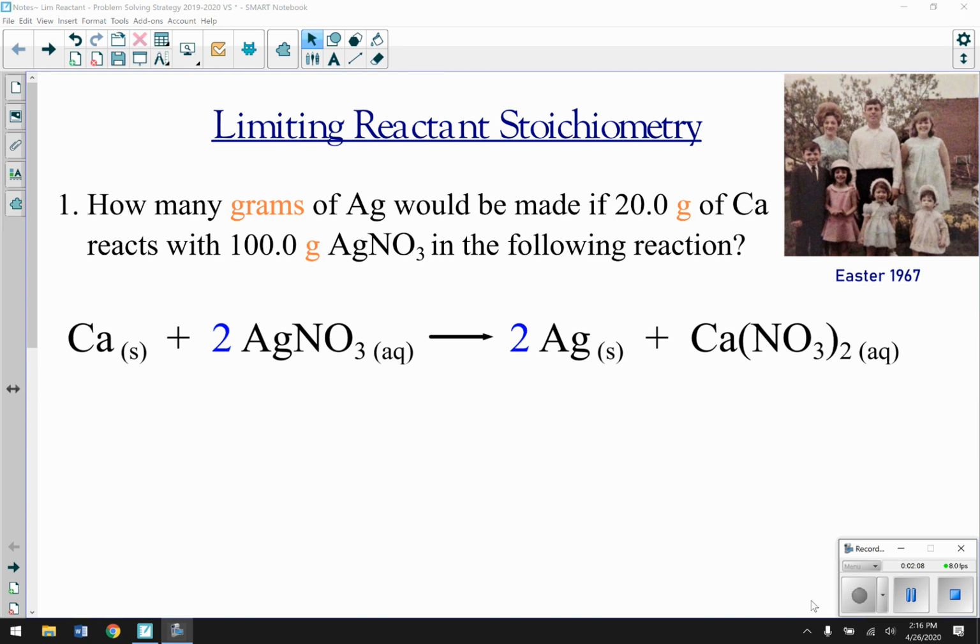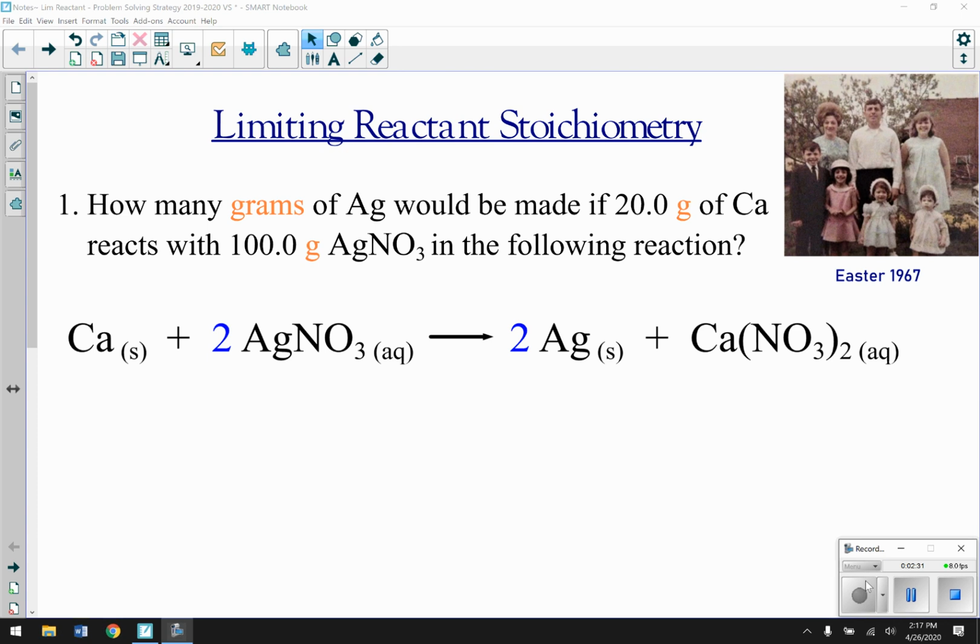Then I'll go through the steps in the problem solving process, and then finally I'll go over 3 examples of how to solve a limiting reactant problem. And then it's all over but the worksheet. All right, well, let's first see how a limiting reactant stoichiometry problem presents itself to us.